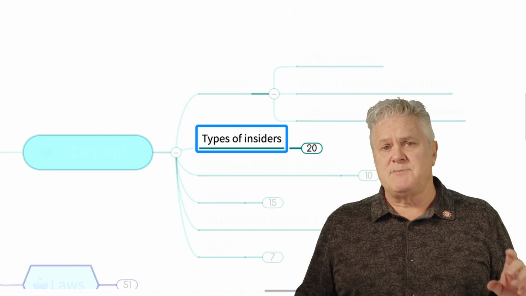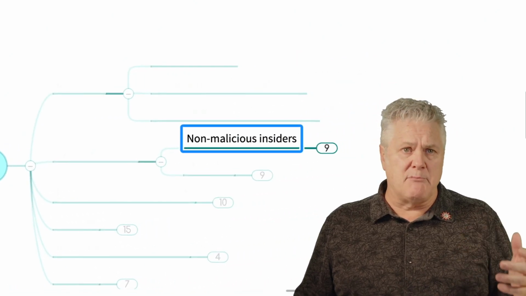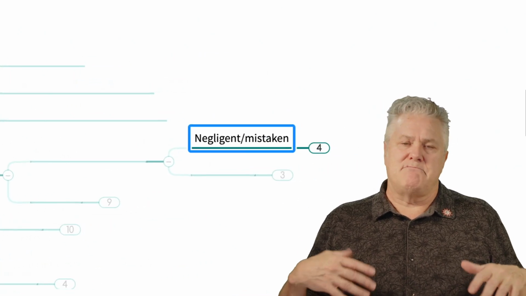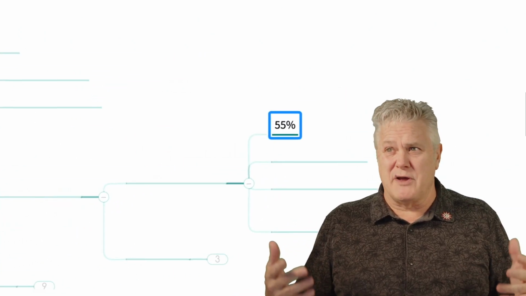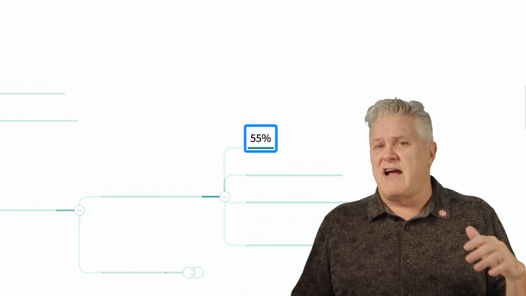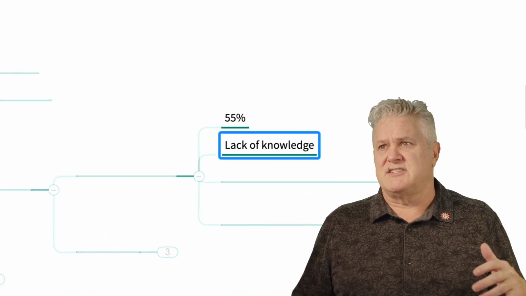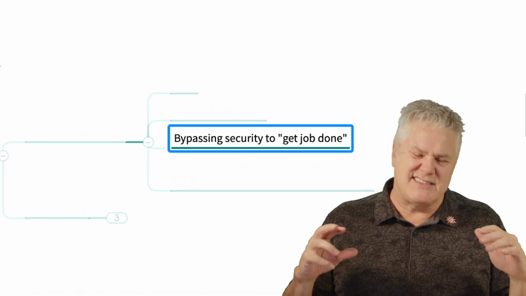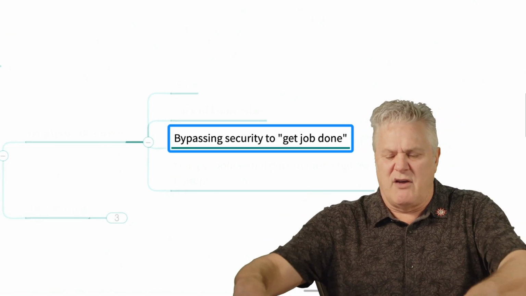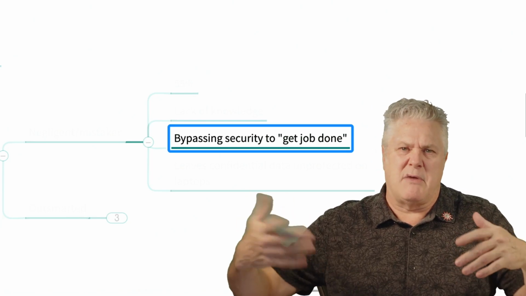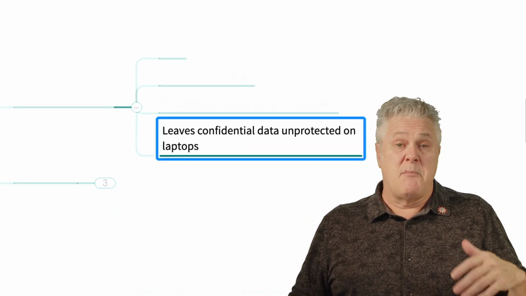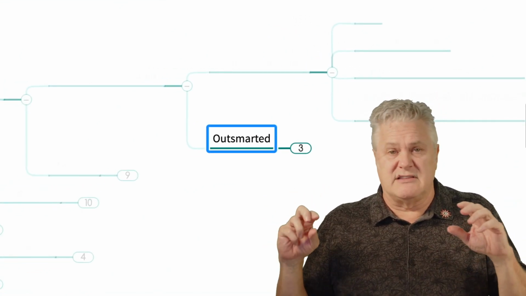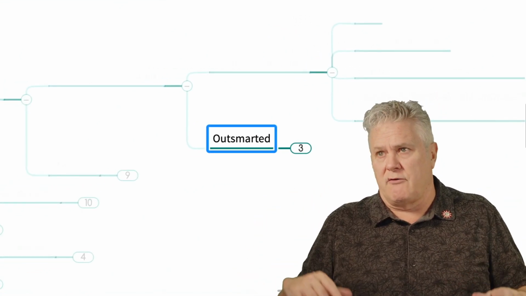Now, when we look at the types of insiders, we break this down into non-malicious and malicious. The non-malicious insiders are those people that make mistakes. The people that we work with. That represents about 55% of the true insider threat that's out there. This is the lack of knowledge, bypassing security controls just to get their job done. Hey, please, I'm going to put my password on the bottom of my keyboard because it can be easier there. They may even leave confidential data unprotected on laptops, and we'll talk about all the deep details of all the things that can go wrong from there.